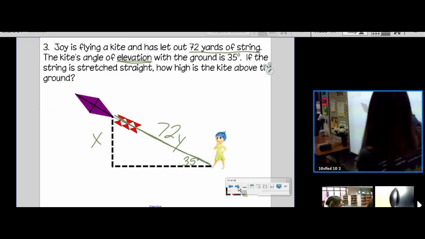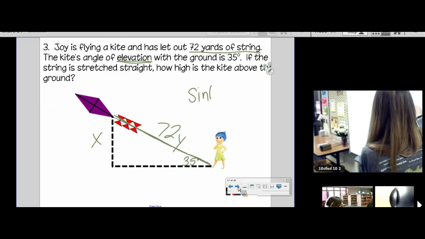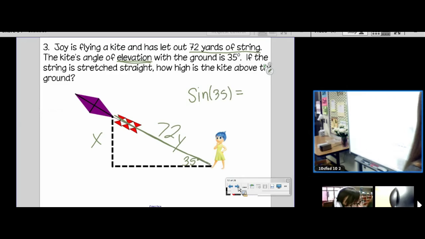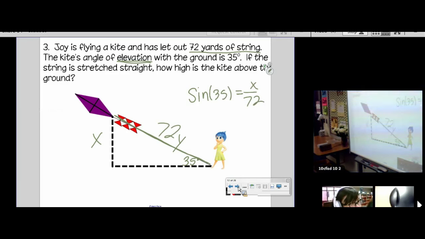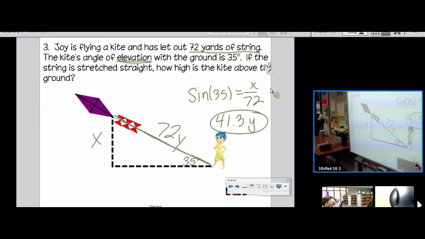All right, we've got sine. Sine 35 equals opposite over hypotenuse. X is in the numerator, so we're going to multiply 72 times sine 35. 41.30 it looks like because we have some domino effect rounding happening. And that is yards. This next one's going to be our last one because y'all need to take your quiz.